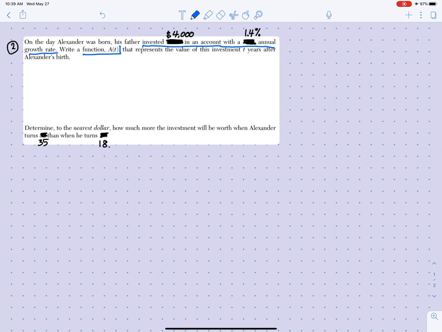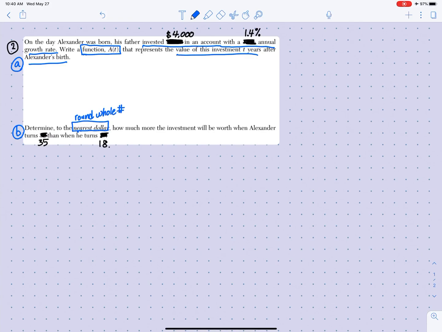Write the function A of t that represents the value of this investment t years after Alexander's birth. Okay, so that's the first part of the question, so let's title this A. And this is the second part of the question, determine to the nearest dollar. Just a quick review, when you're saying to the nearest dollar or to the nearest foot, any word that does not have a THS at the end, like tenths, hundredths, thousandths, it means whole number. So we have to round this to the nearest whole number.